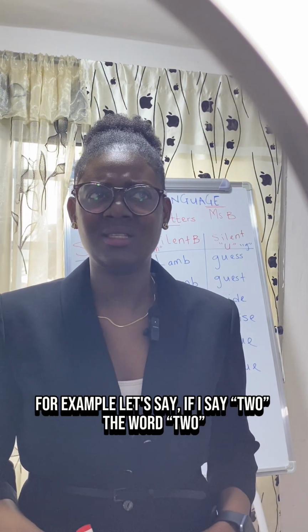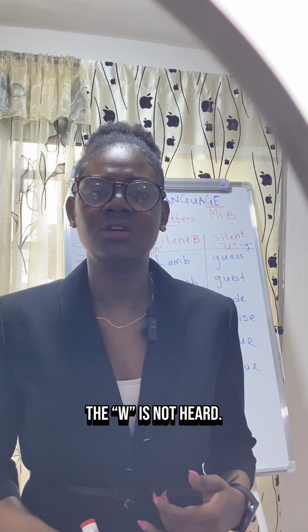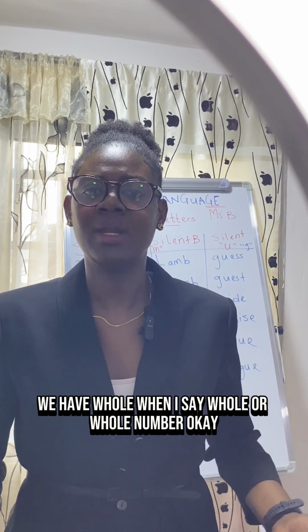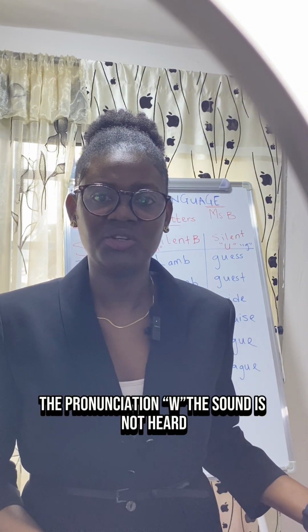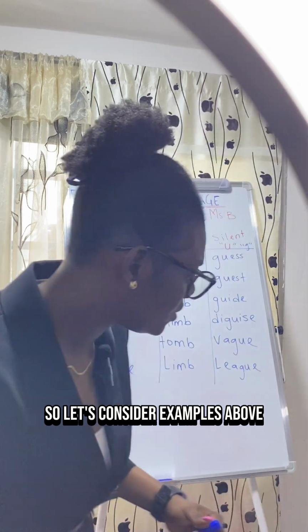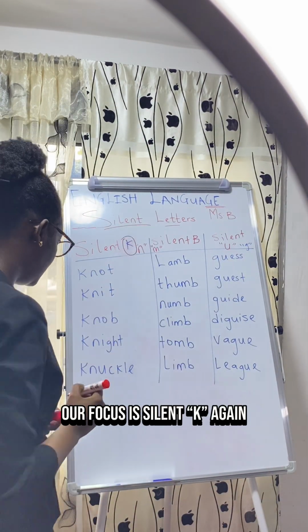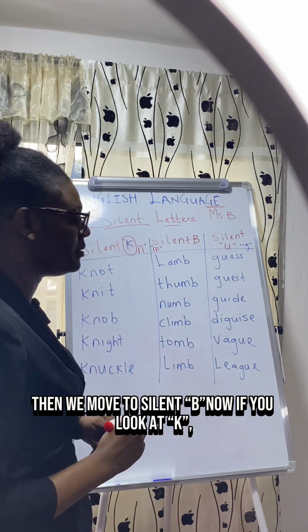For example, let's say if I say two, the word two, the W is not heard. When I say whole or whole number, the pronunciation W, the sound is not heard. So let's consider the examples above. Now let's say silent K. Our focus is silent K again. We're gonna begin with silent K, then we move to silent B.